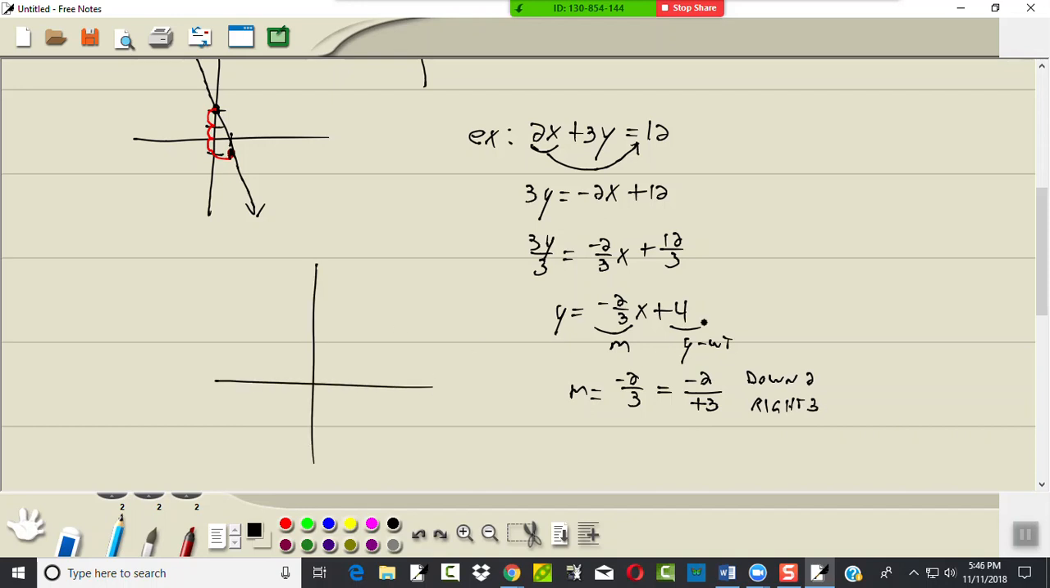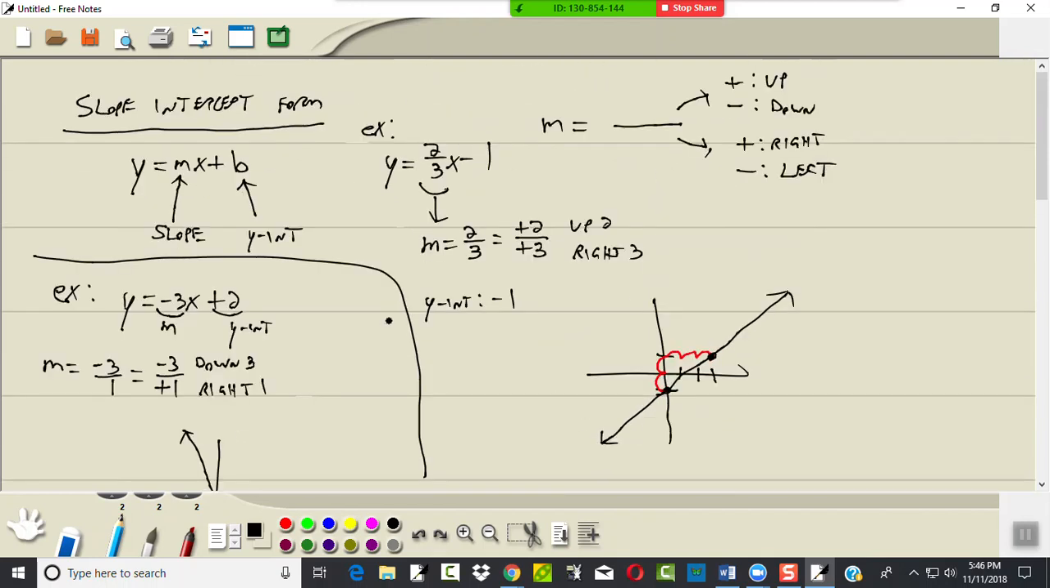Okay, so we're going to go to our y-intercept, which is 4. We'll put a point. From there, we're going to go down 2, right 3. So down 2, right 3, and we'll put our second point there. Then after you get your second point, you draw a line through them, and that'll be your graph. Ignoring the fact I can't draw a straight line. Okay, let me clear that off.